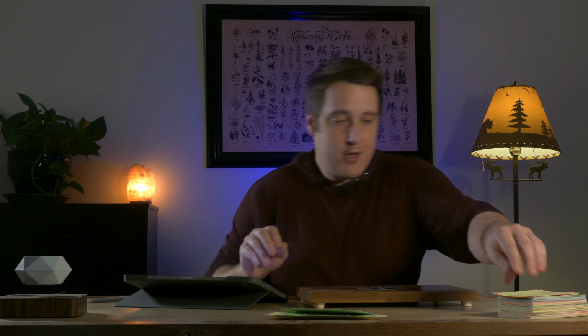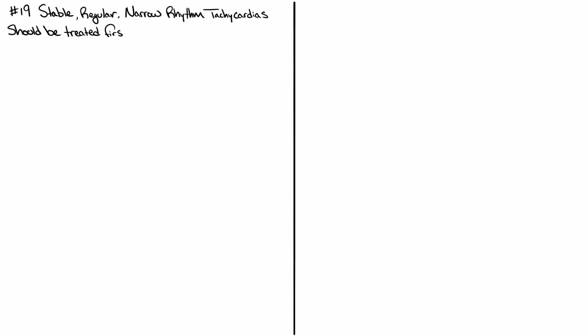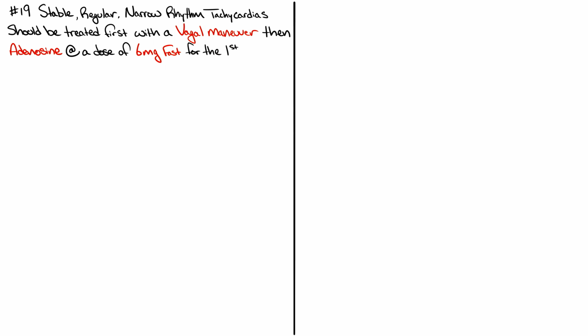Next we got question 19. So stable, regular, narrow rhythm tachycardias should first be treated with a vagal maneuver. Then adenosine at a dose of 6 milligrams fast for the first dose, and then at 12 milligrams for the second dose.